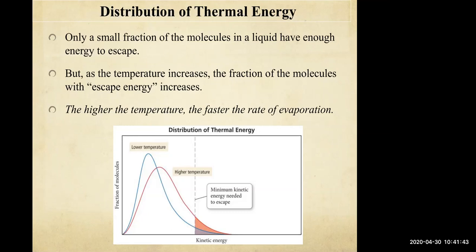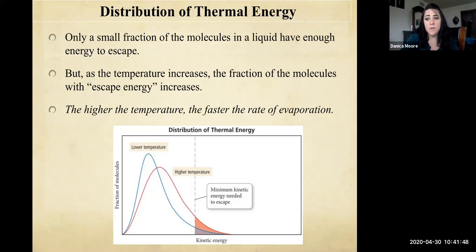So, high temperature, faster rate of evaporation, right? Even if we're not talking about the boiling point, we're talking about all of the molecules being at that temperature, there's always going to be a distribution of energy in the liquid that allows for some molecules to escape to the vapor phase. So higher temperature and more surface area are the things that will increase the rate of vaporization.